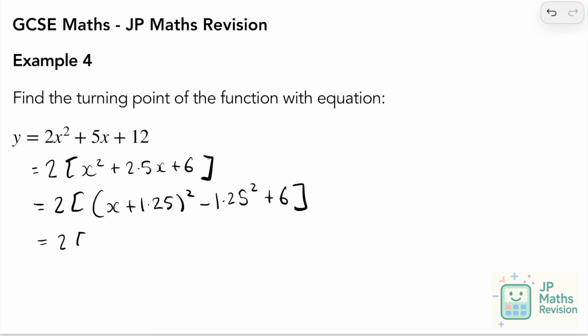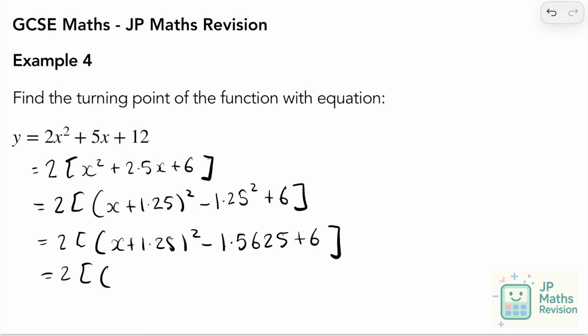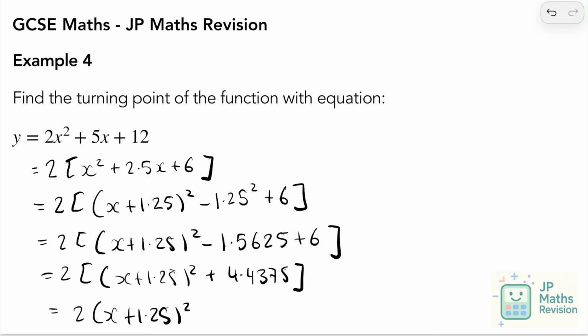So it's going to be 2 bracket (x + 1.25)² minus, if we do 1.25 squared, that's going to be 1.5625, plus 6. So that's going to be 2 bracket (x + 1.25)² plus 4.4375. So that's going to be 2(x + 1.25)² + 8.875.